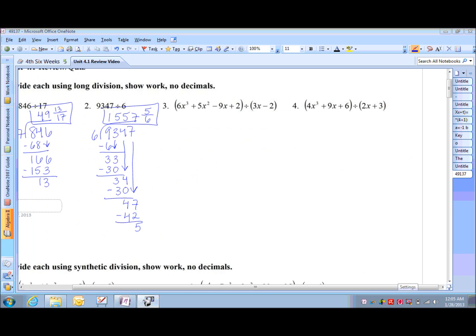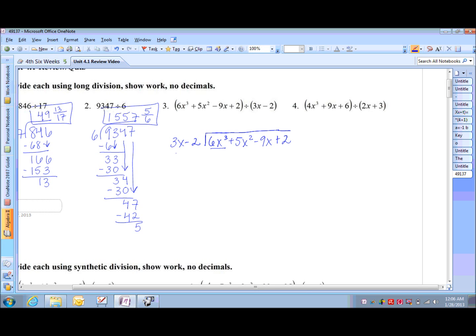Okay, for problems 3 and 4, we're going to use the same long division process, but now we're going to be dividing polynomials. And the most important thing is that you remember that you're using the same process as we did with just numbers, but there's only a couple differences. One being that what's being divided must be in standard form, including terms with coefficients of 0. So in this case, 6x cubed plus 5x squared minus 9x plus 2 is already in standard form, and there are no terms with coefficient of 0, so we're good to go. And we're dividing it by 3x minus 2.